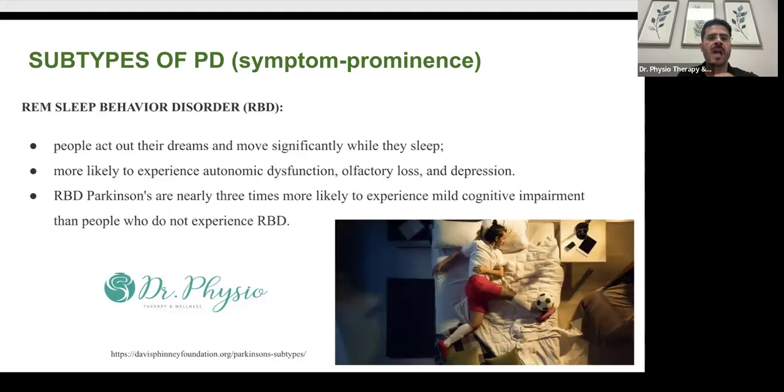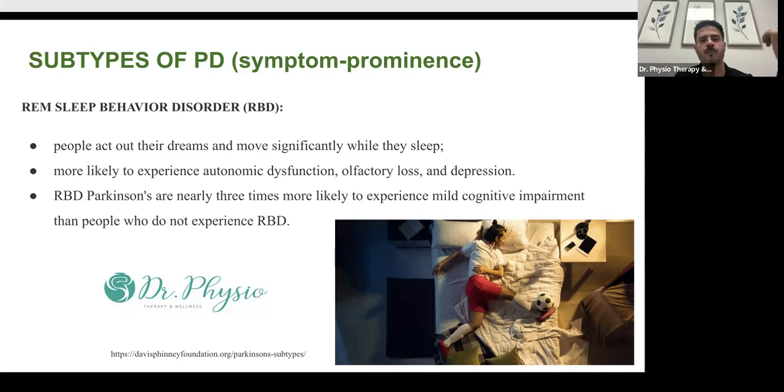And then the REM sleep behavior disorder is the one that was part of the prodromal stage when the motor symptoms were not there, but people were acting vividly during their dreams. So people act out their dreams and move significantly while they sleep. For example, you see here, it's a picture that shows us graphically how that is. So you're sleeping and you think you're playing soccer, and you just kick throughout the night, those things. It's just a vivid dream as you sleep.